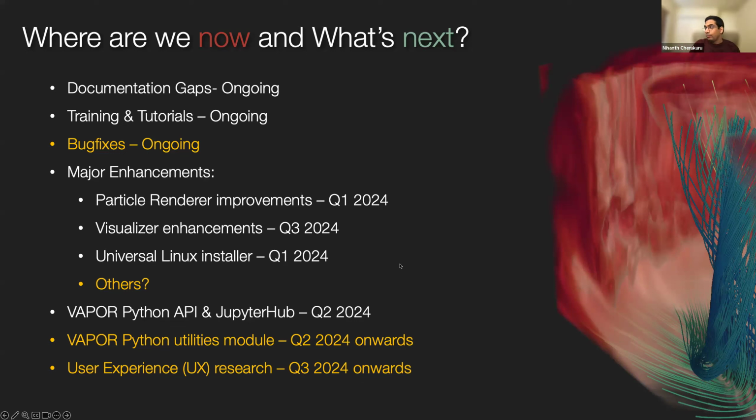And lastly, as I mentioned, one of the strengths of Vapor is its usability. We want to extend this moving forward, and we are planning to conduct more user experience research from Q3 onwards. What this would mean is doing more usability tests or having more interviews with the community, trying to understand what their needs are and how those needs can be met with a tool like Vapor.